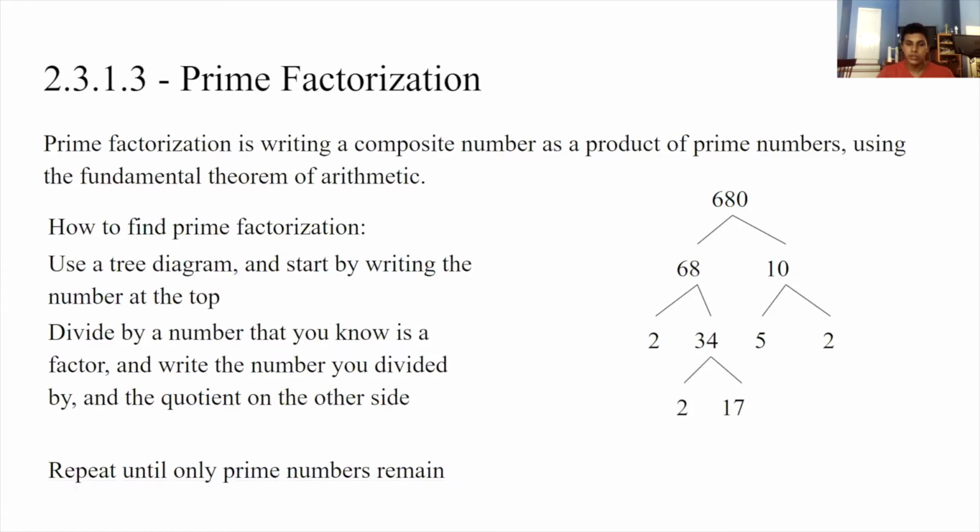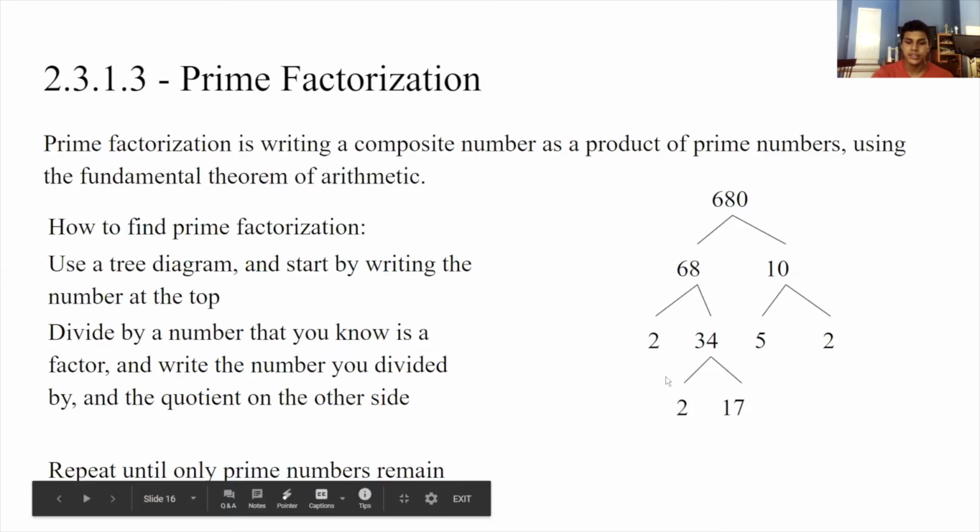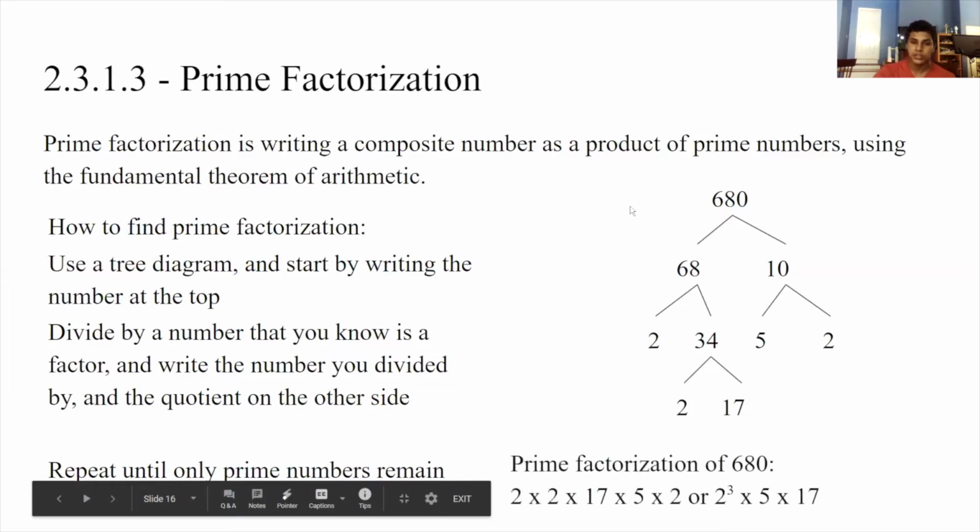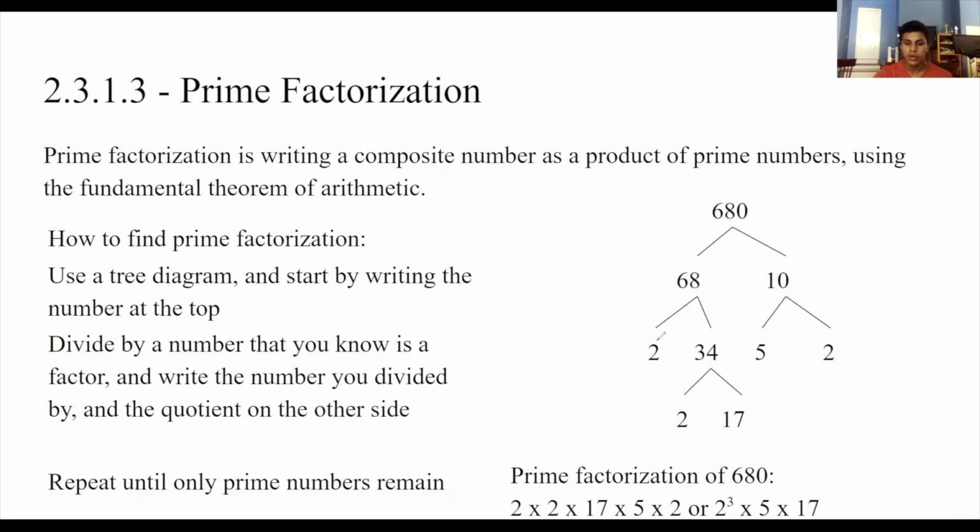And so what you do here is you count up how many of each number there is, or how much of each prime number there is at the bottom of the tree, and then use those numbers to create the prime factorization. So the prime factorization of 680 is 2 times 2 times 17 times 5 times 2. Because you look at the bottom of your tree and figure out what prime numbers are there.